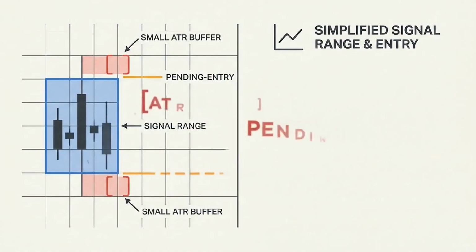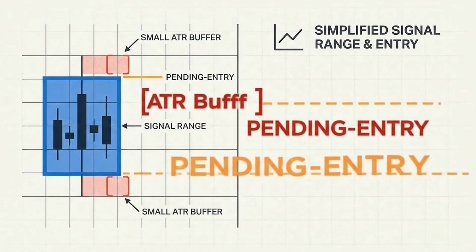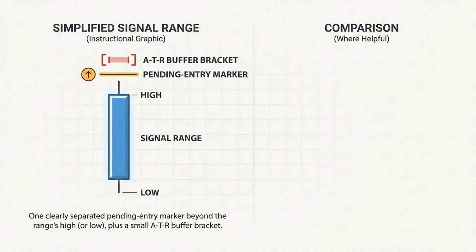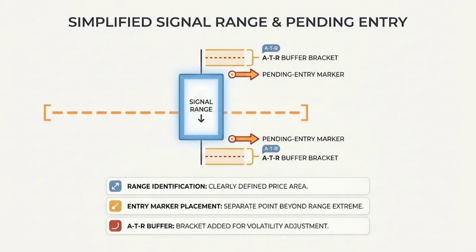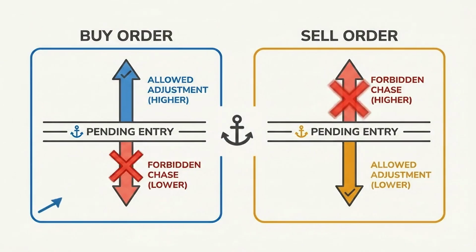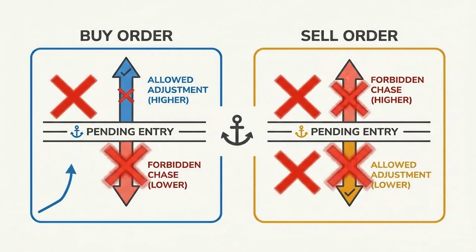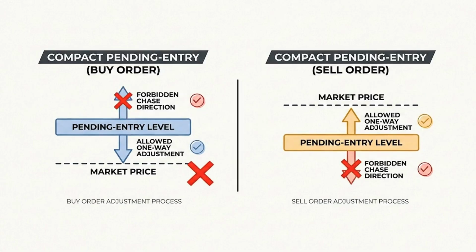If your version of the bot trails pending entries with price, apply one strict rule. A buy stop may move down, never up. A sell stop may move up, never down. That lets the order follow an unconfirmed extension without chasing price after it begins to reverse.